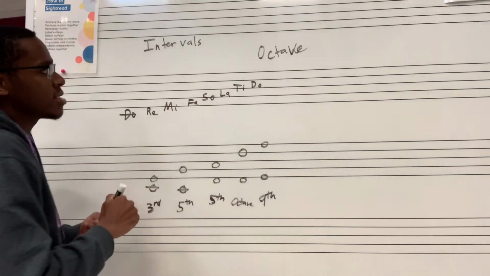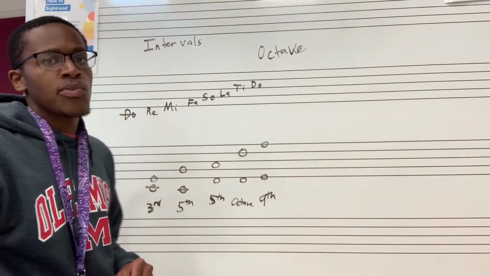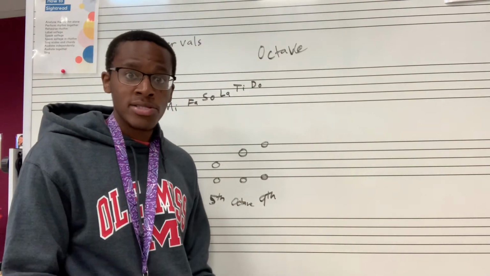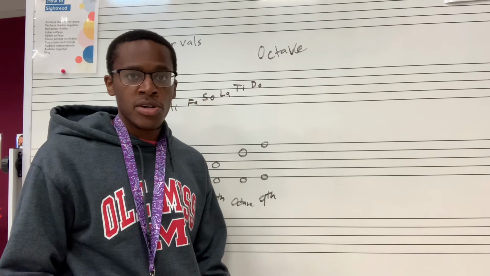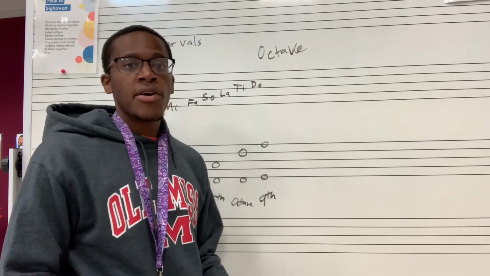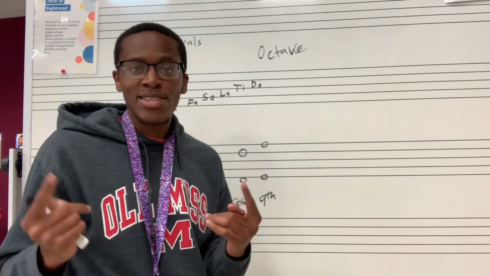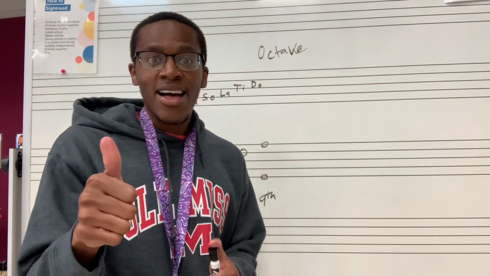So this is the basics, just the numbers. And then we can go into the qualities of what they are, if they're a minor second, a major third, a perfect fourth, or an augmented sixth. There's a bunch of different ones. We'll get into those later, hopefully. So that's enough for today.